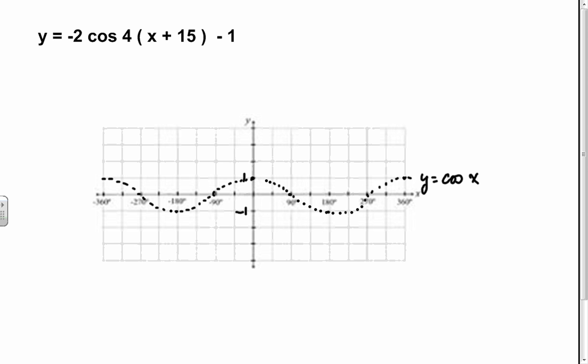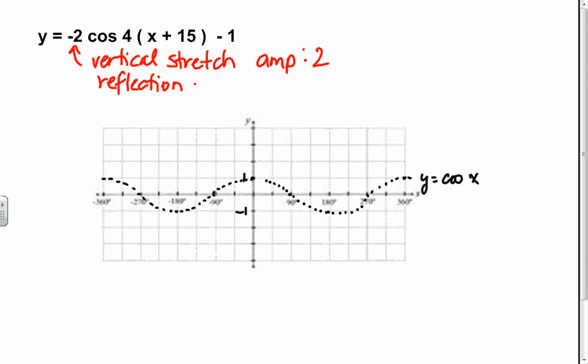I'm going to go from left to right. So I'm going to have a big mess here by the time I'm done. The first thing I see is that negative. The -2 is a vertical change because it's outside, away from the x, in front of the function. That 2 is a vertical stretch. That means the amplitude is now 2 instead of 1. And the negative is a reflection in the x-axis, which means it's upside down.